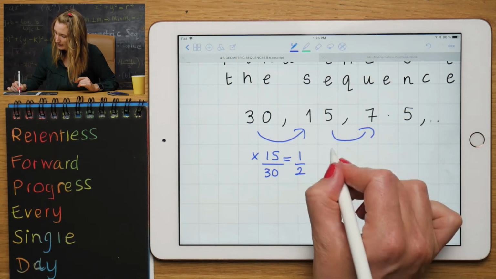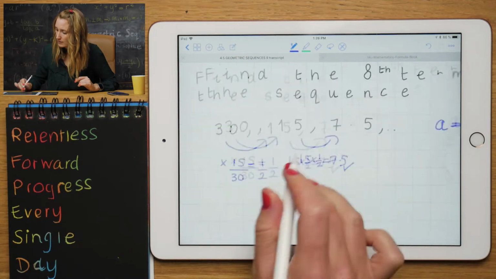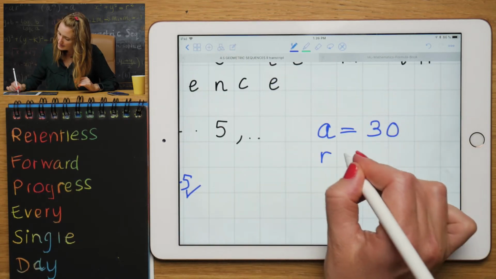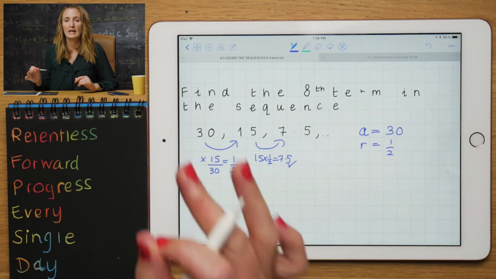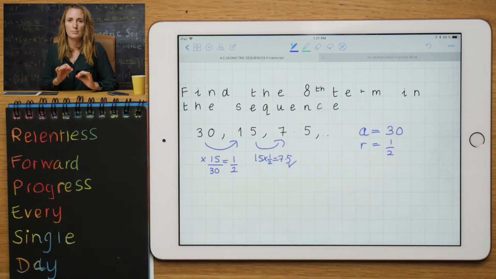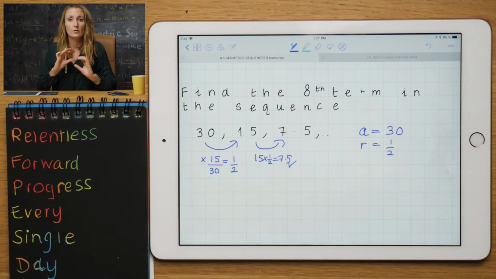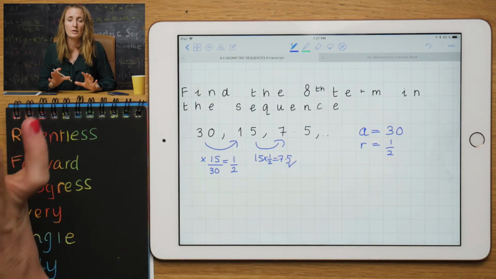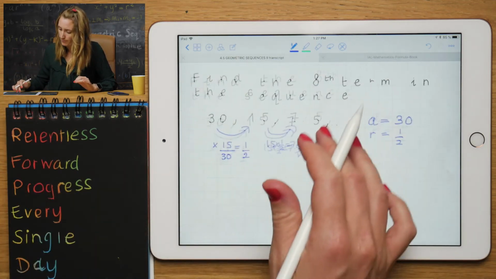And we can check that here. 15 times a half, is it 7.5? Yeah. So our r here is a half. Now, although I've been asked for the 8th term, I'm always going to do the same process, which means I'm going to first find the nth term. Once I've got the nth term, simplify down, then I'm going to let n equal 8 if I've been asked to find the 8th term.